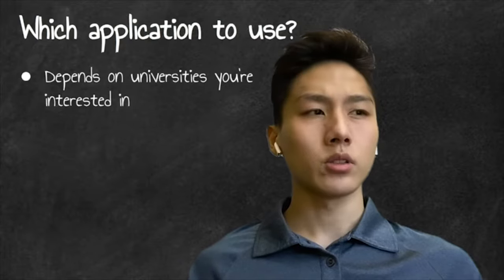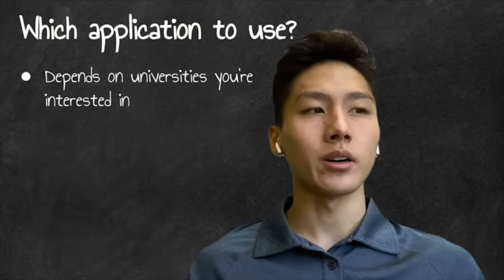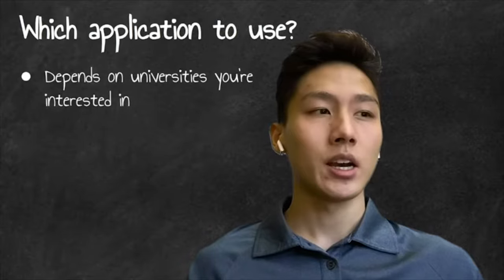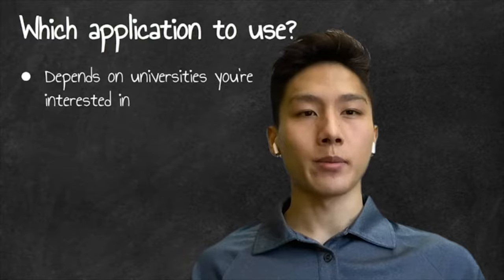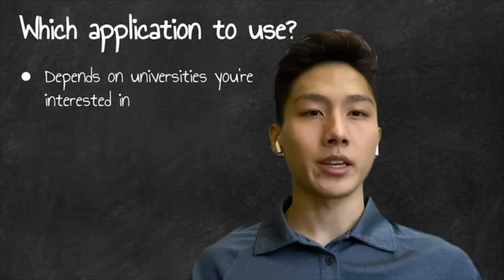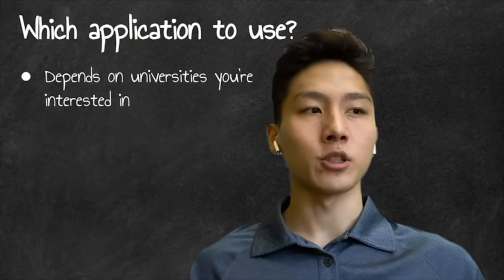So if some of your schools only support the Common Application, while others only support the Coalition Application, you may have to fill out both. However, if all of your schools support both types of applications, then you'll be able to choose which application to fill out based on which interface you prefer more.